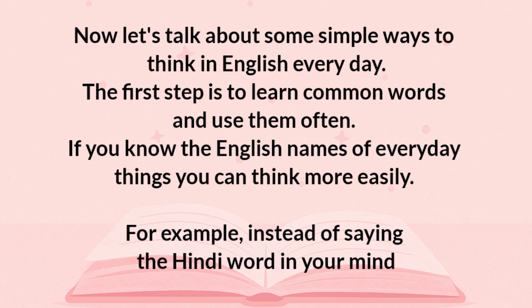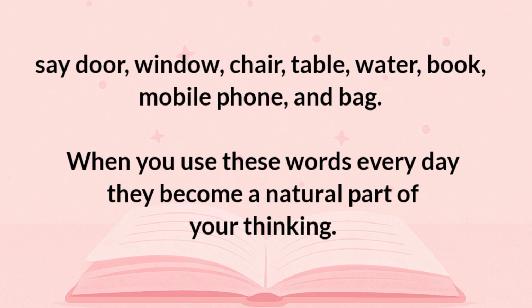Now, let's talk about some simple ways to think in English every day. The first step is to learn common words and use them often. If you know the English names of everyday things, you can think more easily. For example, instead of saying the Hindi words in your mind, say door, window, chair, table, water, book, mobile phone, and bag. When you use these words every day, they become a natural part of your thinking.